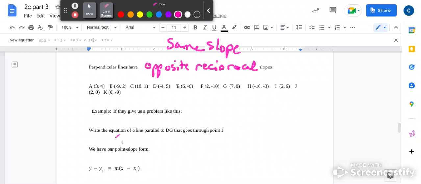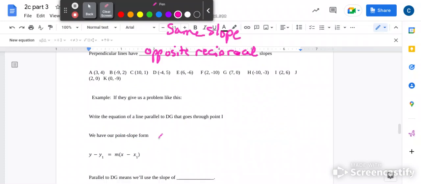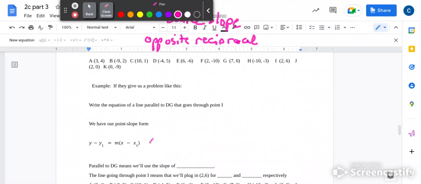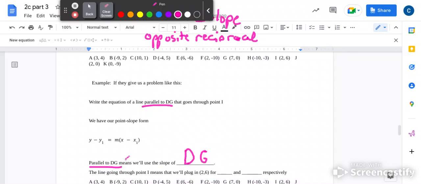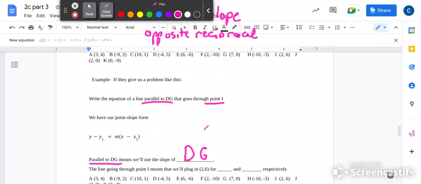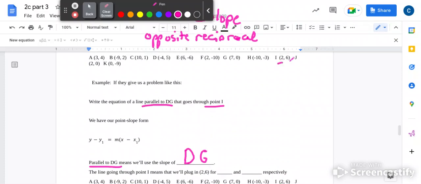We have our point slope form: y minus y1 equals m times x minus x1. Parallel to DG means we're going to use the slope of DG. So we've got to find the slope of DG. It goes through point I, which is 2, 6. So 2 is going to go for x1 and 6 is going to go for y1.